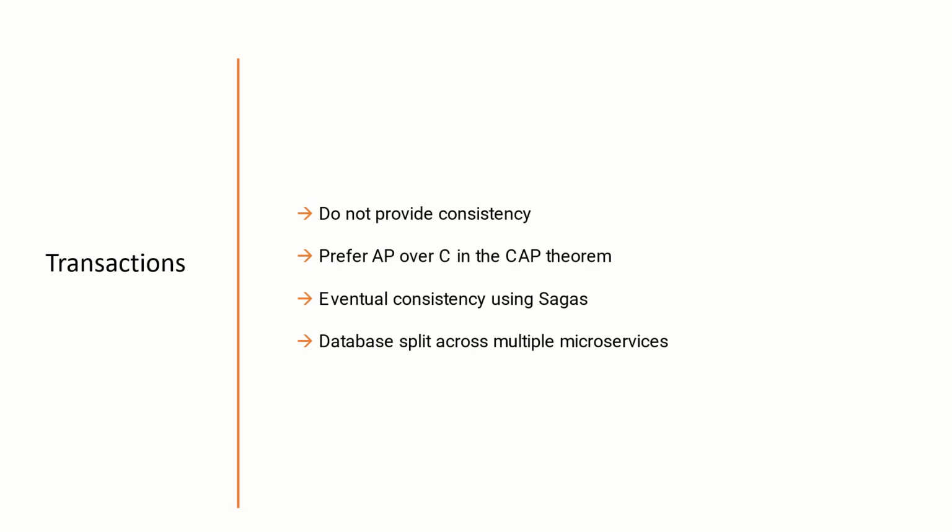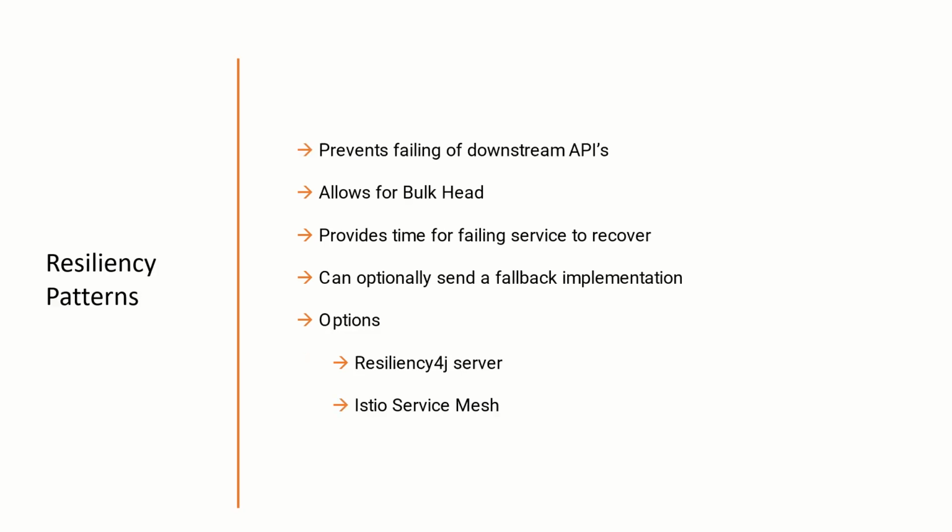Transactions: do not provide strong consistency, prefer AP over C in the CAP theorem. Eventual consistency using sagas, and the database is split across the multiple microservices for the transaction pattern. Resiliency patterns: prevent failing of downstream API, allow bulkhead, provide time for the failing service to recover, and can optionally send a fallback implementation. The options we have are Resilience4j and Istio service mesh.